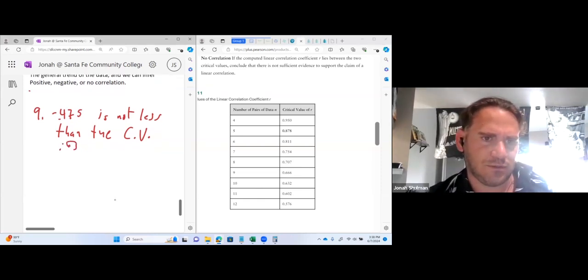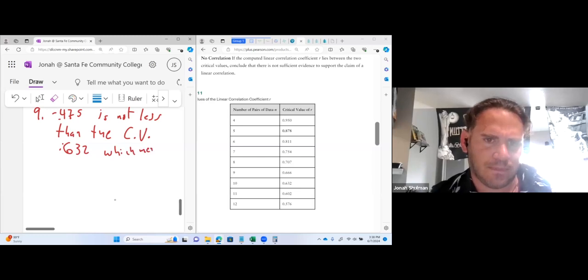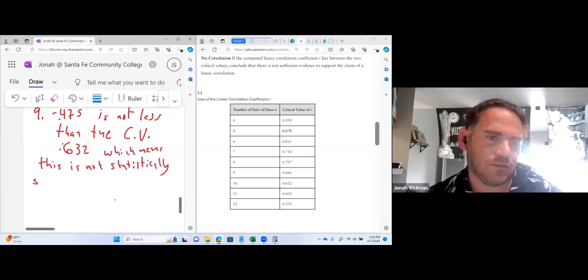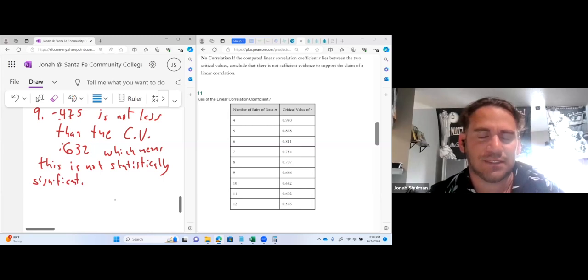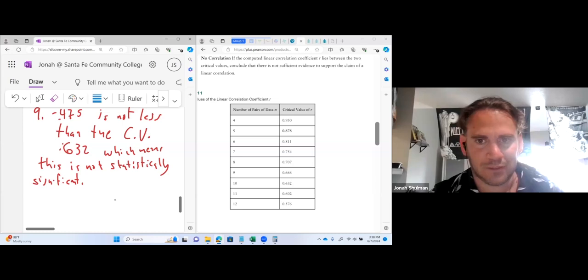Which means this is not statistically significant. Basically, we have to say that it cannot significantly predict the weather, right? That the actual does not predict the weather.